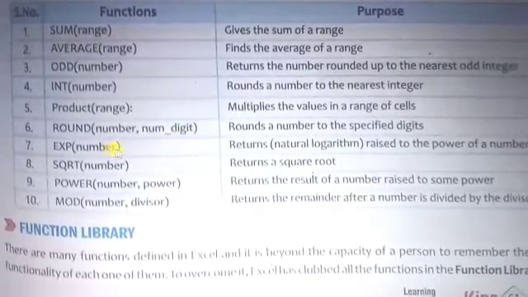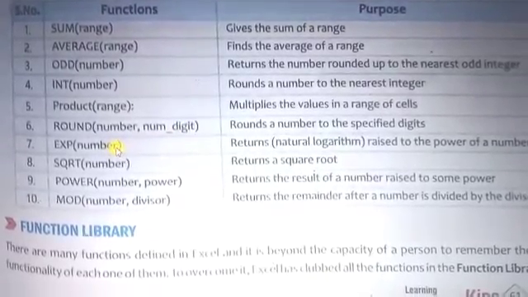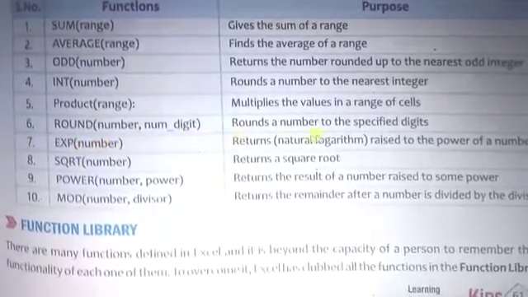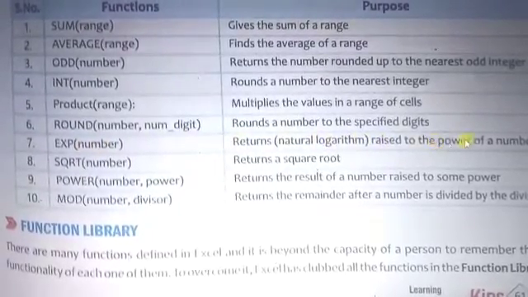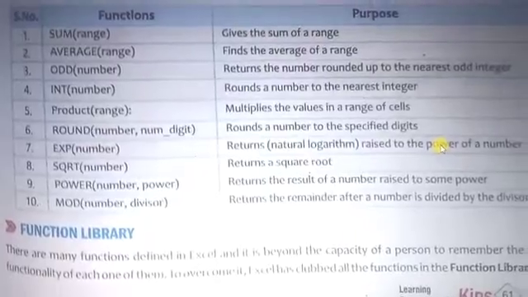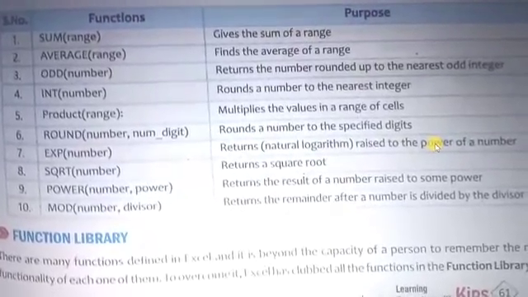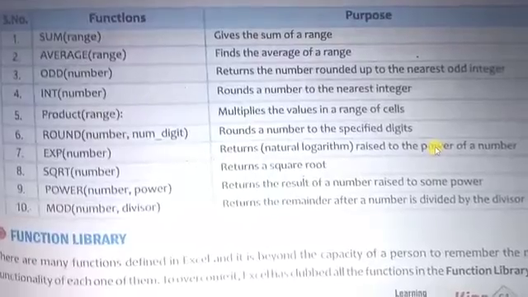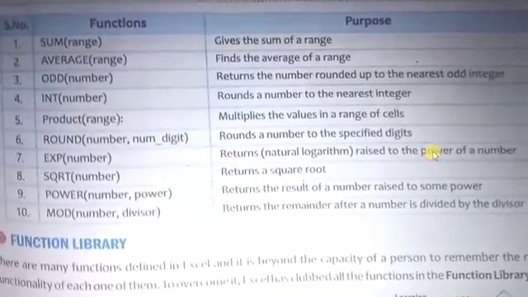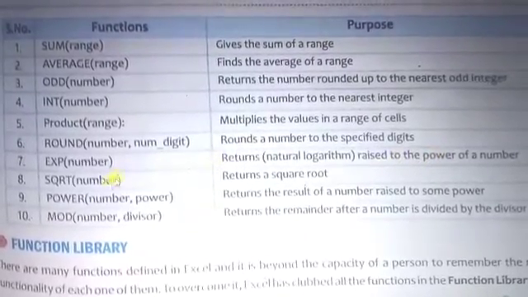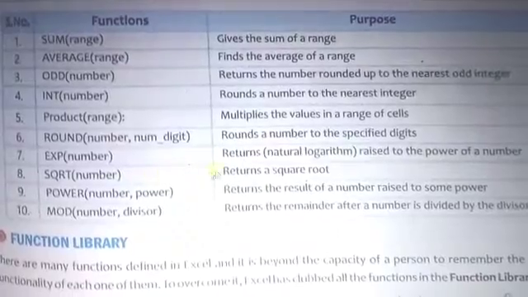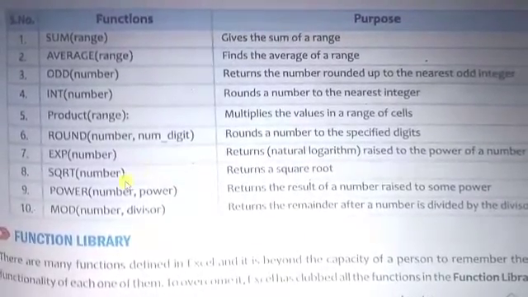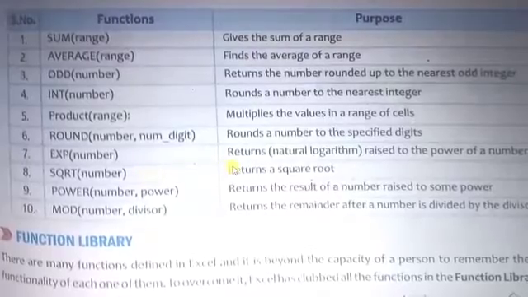Next one is exponentiation, whose short form is exp. It returns e, the natural logarithm base, raised to the power of a number. This relates to the log chart. Right now you may have no idea about the log chart, but it can be used on that basis. Then sqrt, the square root. It is used to find the square root of the given number. Suppose you give the number 25, it gives the output 5.